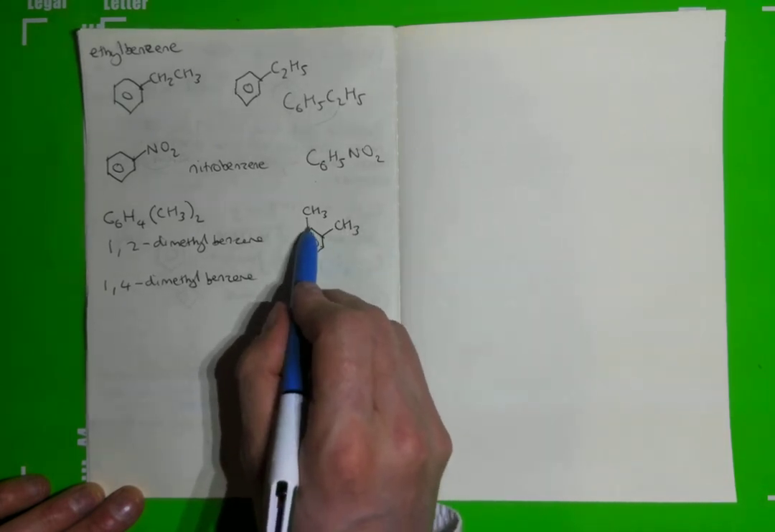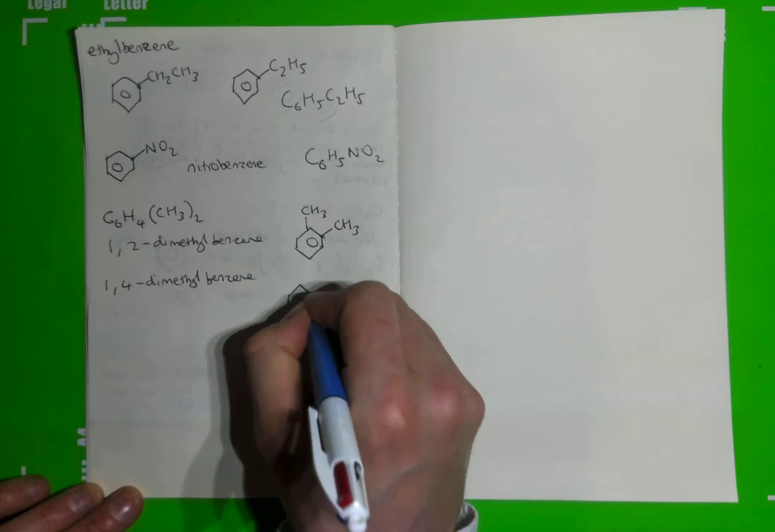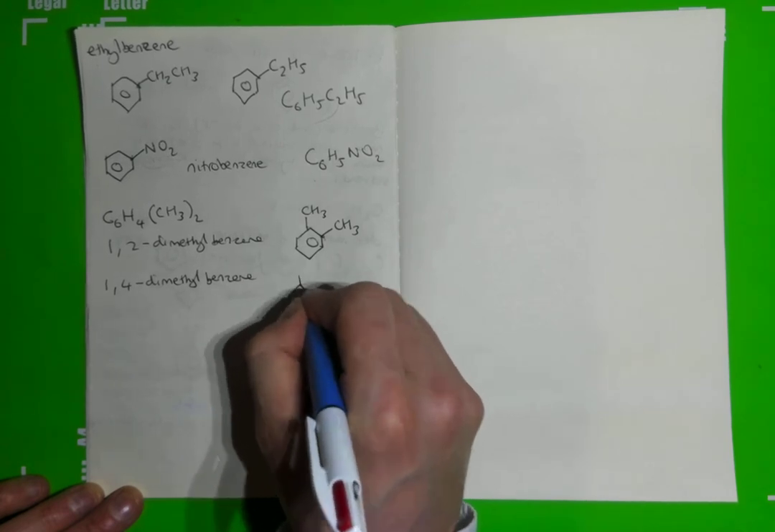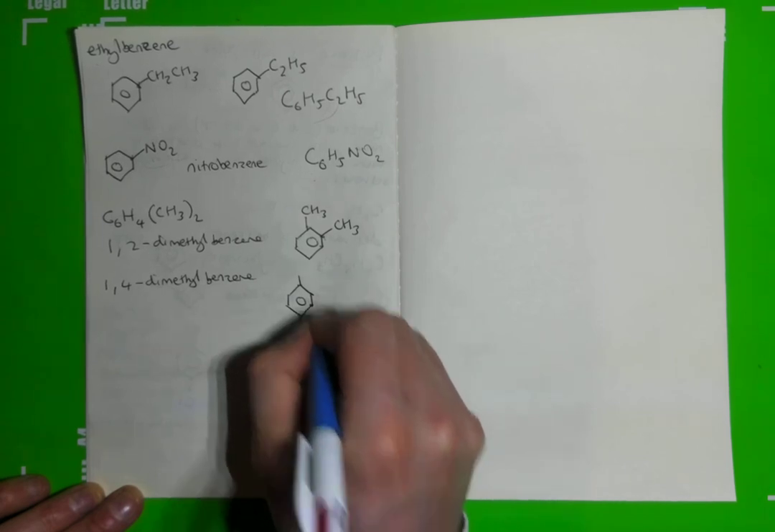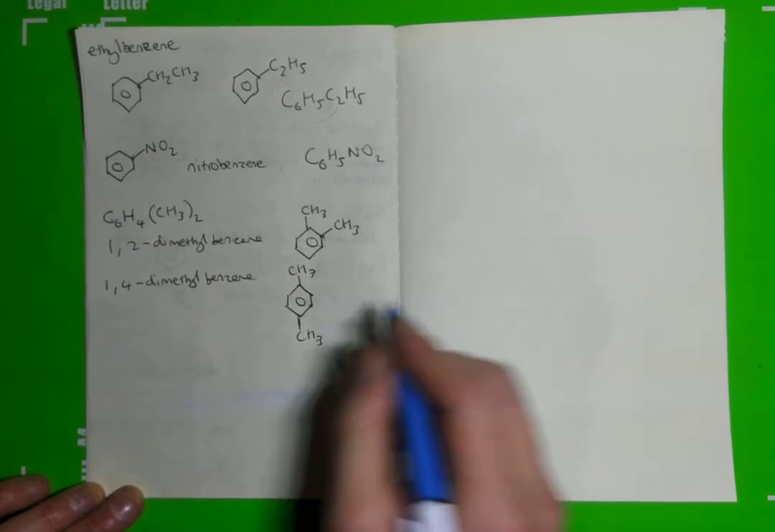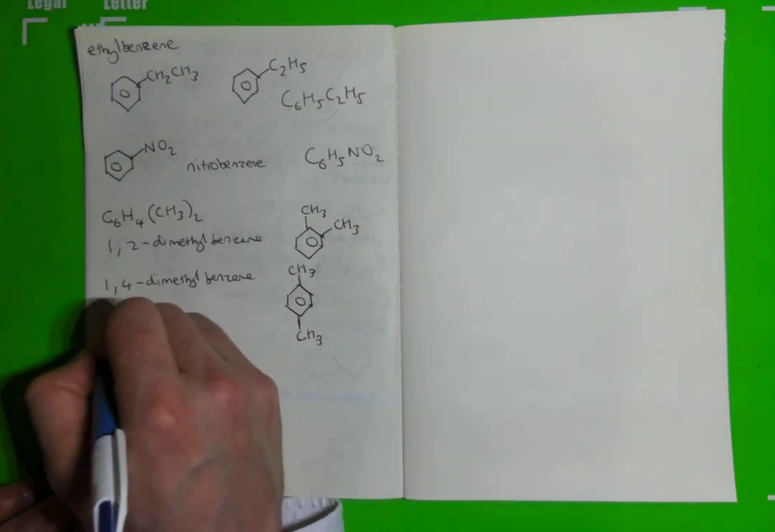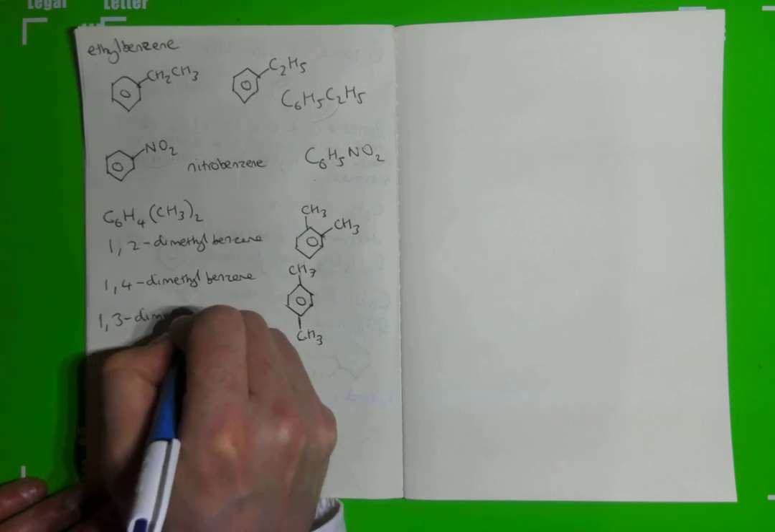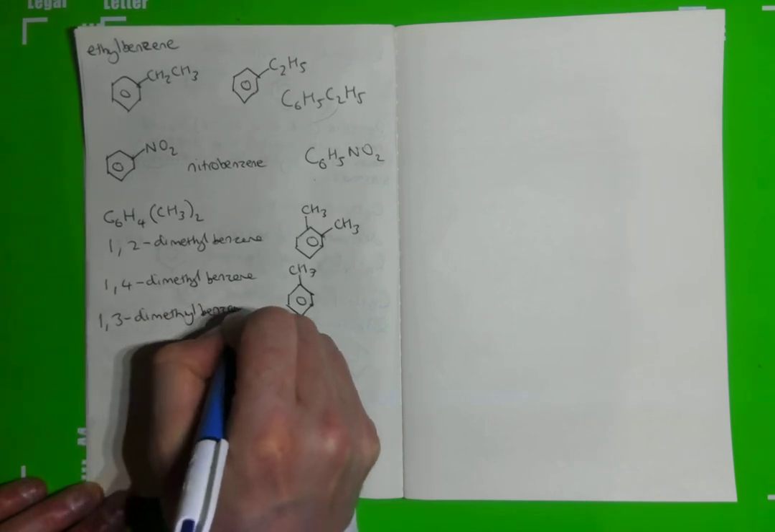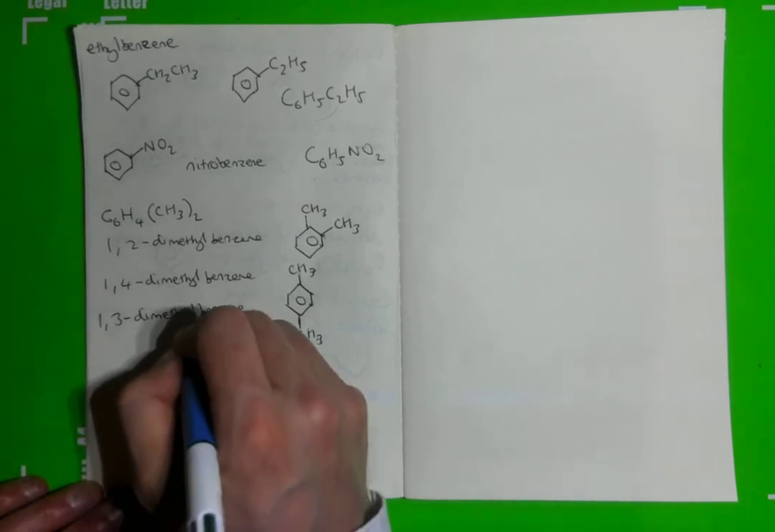This is 1,2 dimethylbenzene. And this one is 1,4 dimethylbenzene. Of course, you can get 1,3 dimethylbenzene as well, which would be like this.